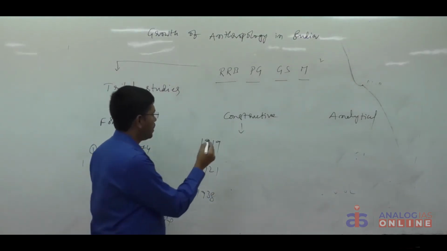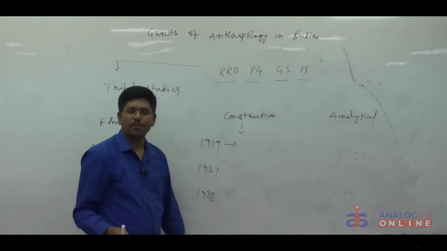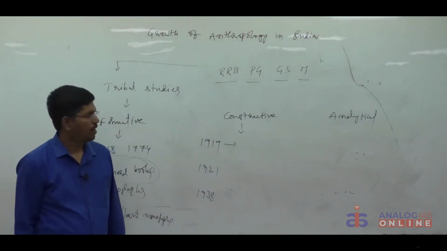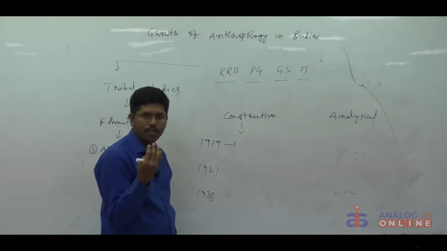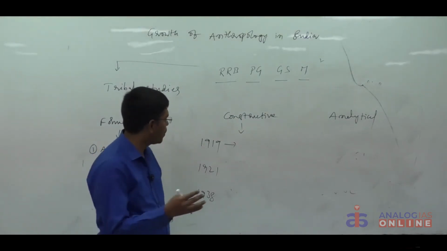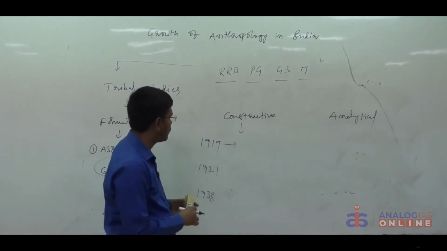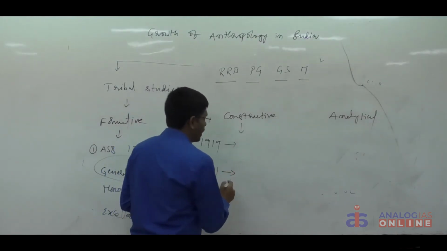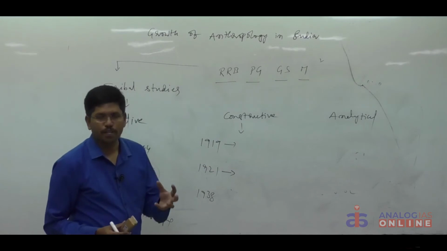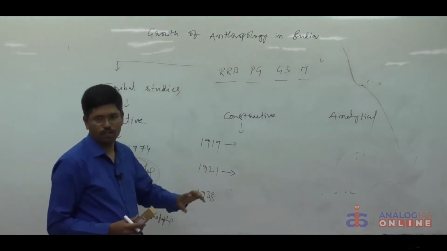In the year 1919, anthropology was actually a branch of sociology. That's why anthropology was incorporated in the sociology syllabus in Bombay University in 1919. That's why it is considered the beginning of the constructive phase. Later, in 1921, a separate department of anthropology was established in Kolkata University.